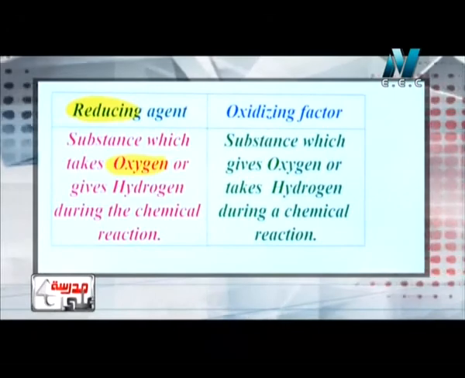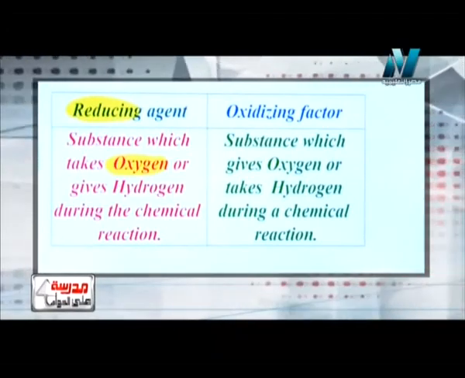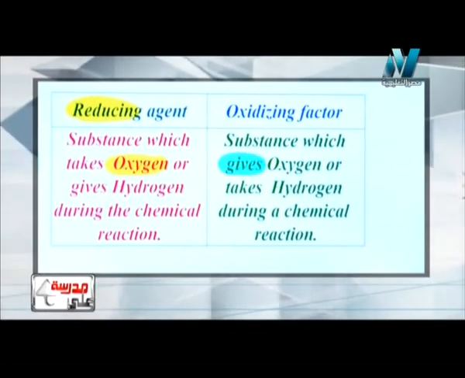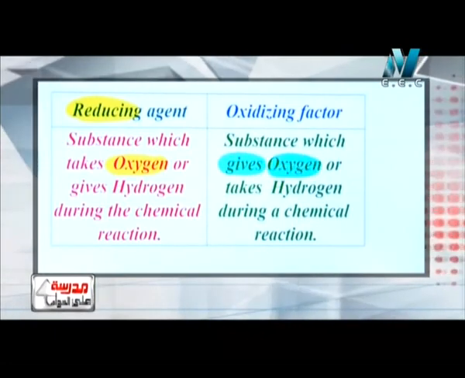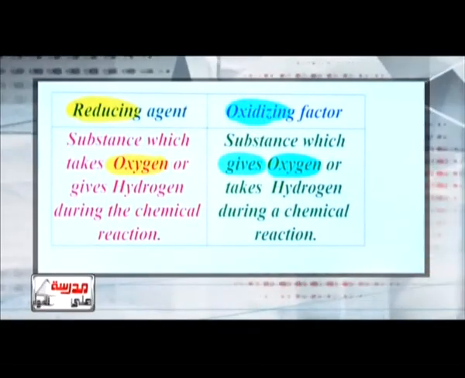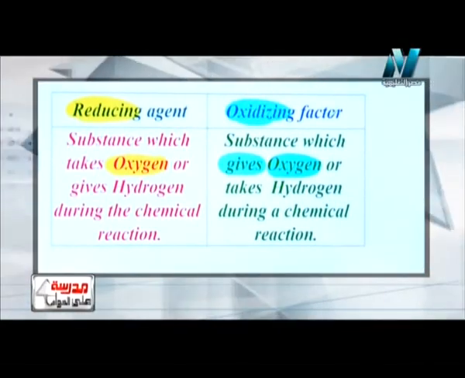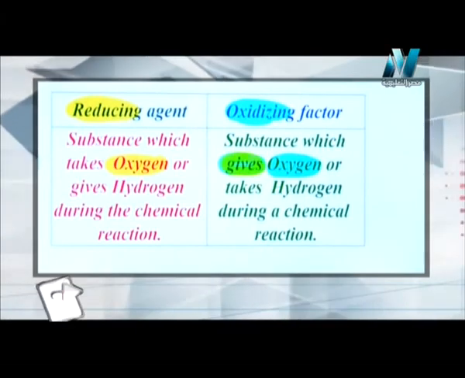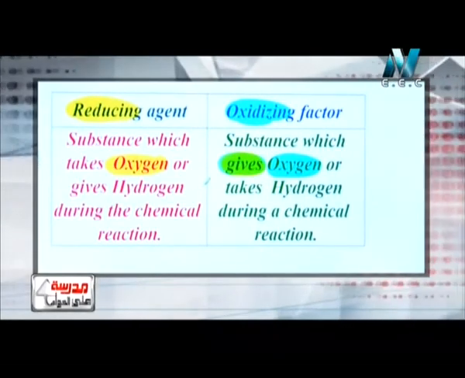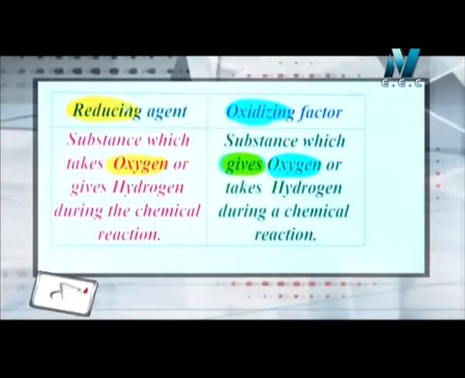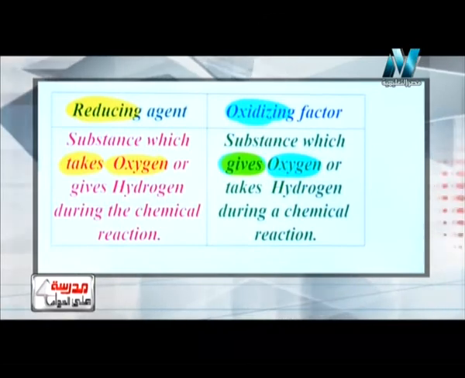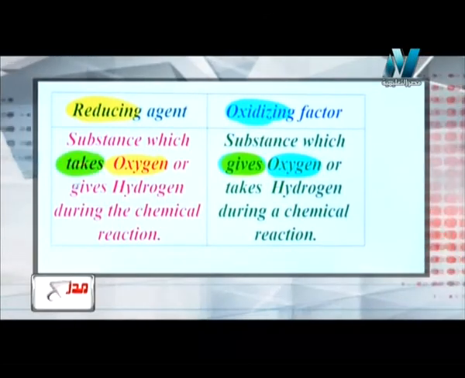So if we talk about the oxidizing agent, we say it is a substance that gives oxygen. Oxidizing agent or oxidizing factor, as you like, so it gives oxygen during the chemical reaction, whereas the reducing agent takes oxygen during the chemical reaction.